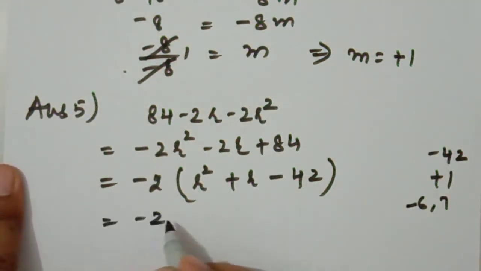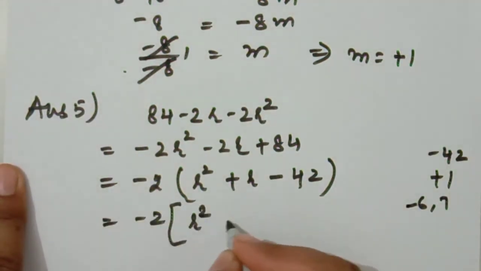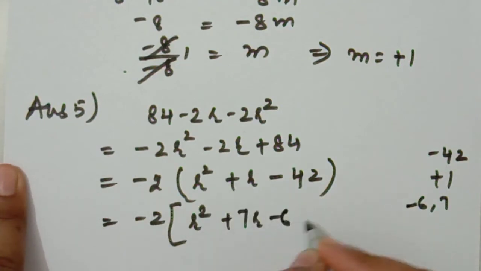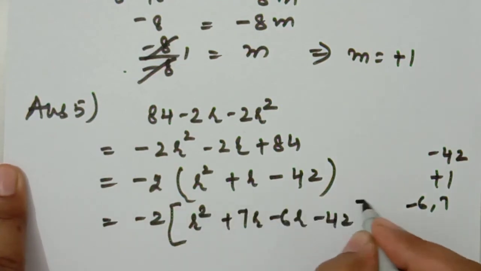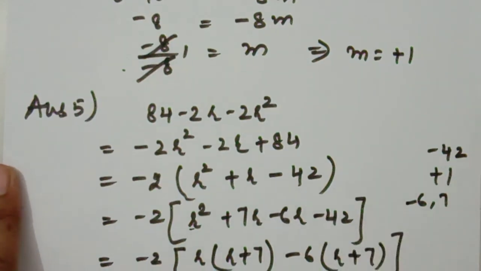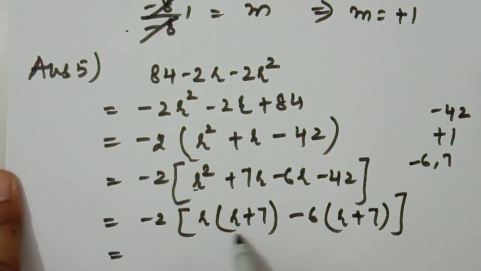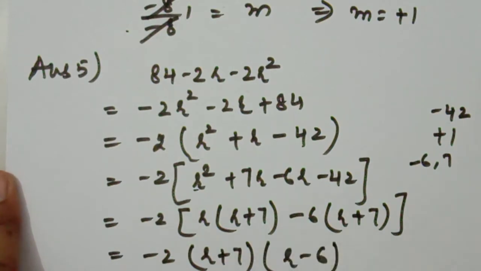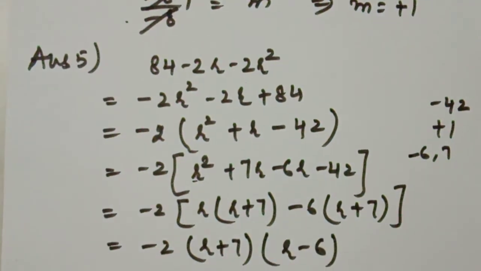So definitely minus 2 r square plus 7r minus 6r minus 42. Here we will take minus 2 as common, r common from these two terms, then r plus 7, minus 6 as common, and then it is r plus 7. Now because r plus 7 is present common in these two terms, we will take r plus 7 as common and the remaining is r minus 6. So these are the factors of question number 5.